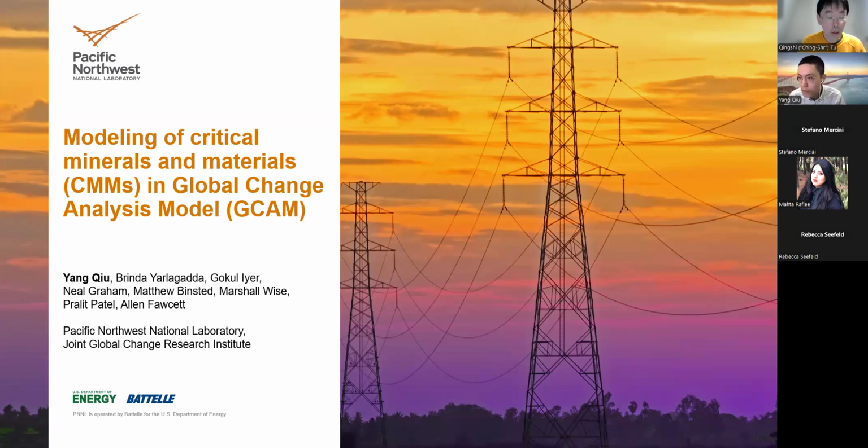Yang leads the development of the Global Change Analysis Model, also known as GCAM, and enhances its representation of critical materials and minerals. And I think his current work aims to examine the implication of critical minerals and materials on energy system transition and supply security. So without further ado, the floor is yours, Yang.